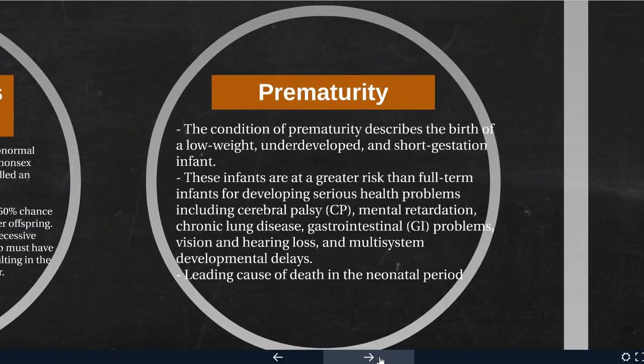Prematurity. The condition of prematurity describes the birth of a low-weight, underdeveloped, and short gestation infant. So the babies weren't in long enough. Because they were born too early, they didn't have enough time to fully form all of their functioning organ systems and immune system. These infants are at a greater risk than full-term infants for developing serious health problems, including cerebral palsy, mental retardation, chronic lung disease, GI problems, vision and hearing loss, and also multi-system developmental delays. Just a note here that I would like for you to be aware of: prematurity is actually the leading cause of death in the neonatal period.